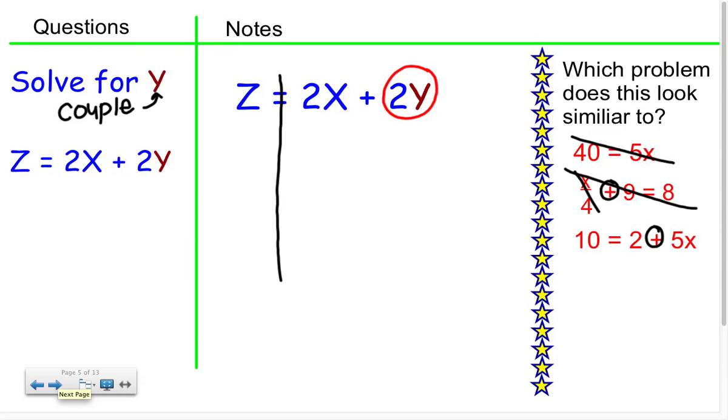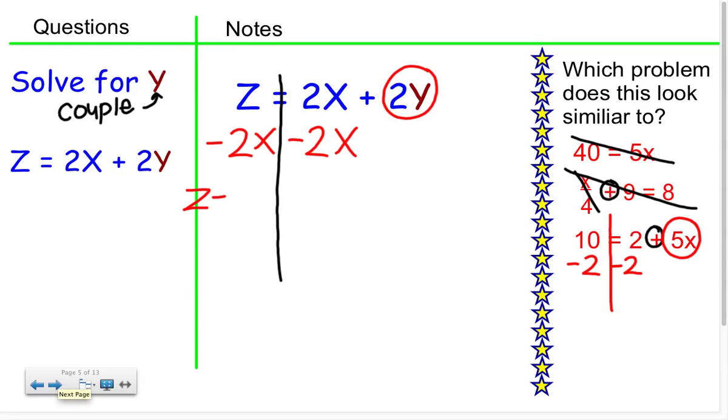So we have to think about, how do I get rid of 2x? You might be thinking that you have to divide because it's 2 times x, which is a common mistake. But if we look at this problem over here, if 5x is my couple, how do I get rid of my third wheel? I'm subtracting. So that's what we have to do with the 2x. Subtract it from both sides.